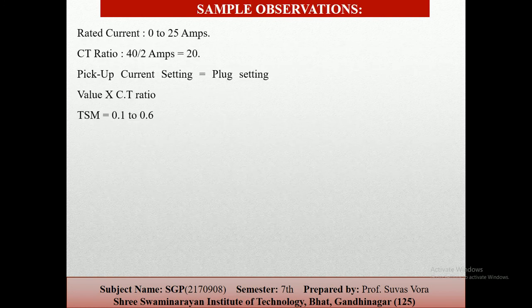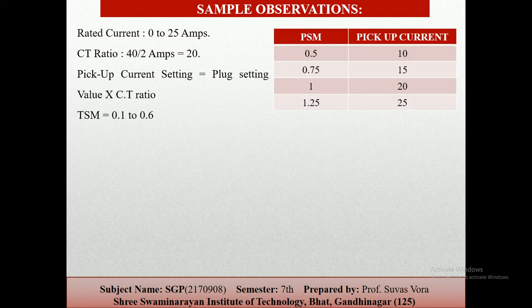Now the sample observations. If the rated current is 0 to 25 amperes, the CT ratio is 40 by 2 ampere, it means 20. Then the pickup current setting is equal to the plug setting value multiplied by the CT ratio, and the TSM is 0.1 to 0.6. So here we can set the PSM value to 0.5. At that time the pickup current is 10. Then we can also reset the values. Then we can set the PSM value to 0.75. At that time the pickup current is 15.